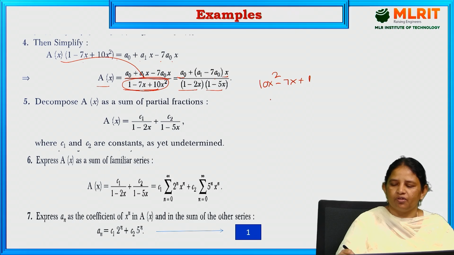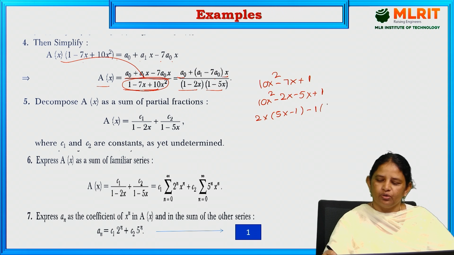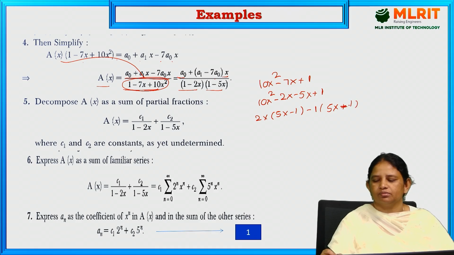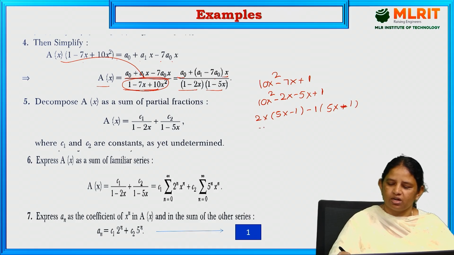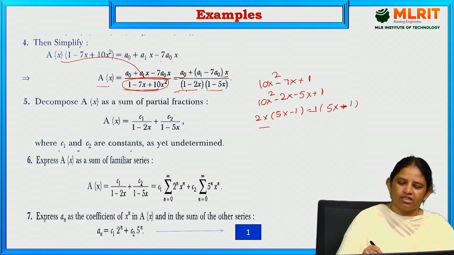Then we have to find out: 10 means 5 times 2, so 10x square minus 2x minus 5x plus 1. Take 2x as common: 2x into (5x minus 1), minus 1 into (5x minus 1). Then (2x minus 1)(5x minus 1). That means (1 minus 2x)(1 minus 5x). We'll get the two fractions.